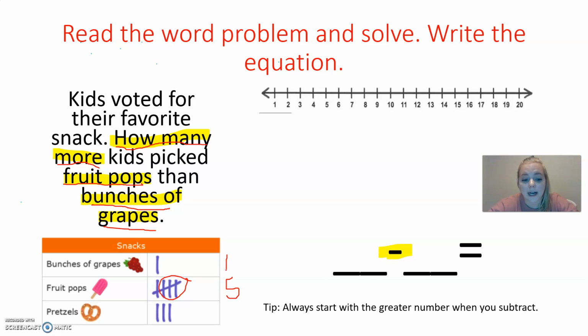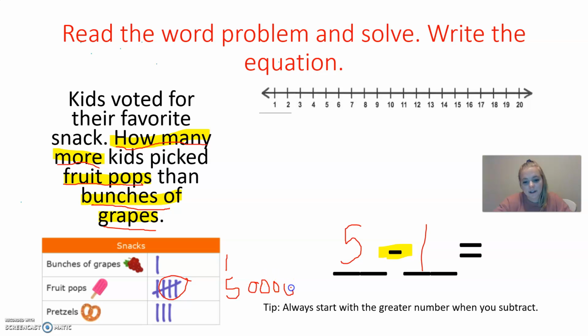When you subtract, you always start with your bigger number, which here is 5, and I'm going to take away 1. So whenever I see how many more, is that adding or subtracting? That's right, that's subtracting, because I have 5, I want to know how many more kids picked Fruit Pops. So 5 minus 1, you can solve this on your own.